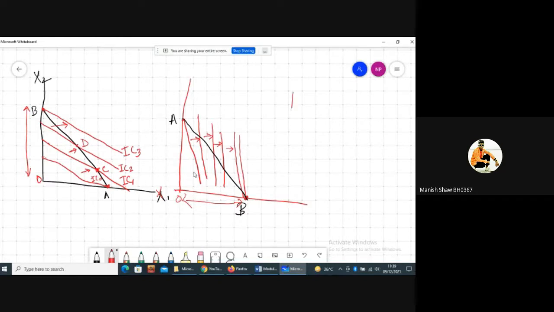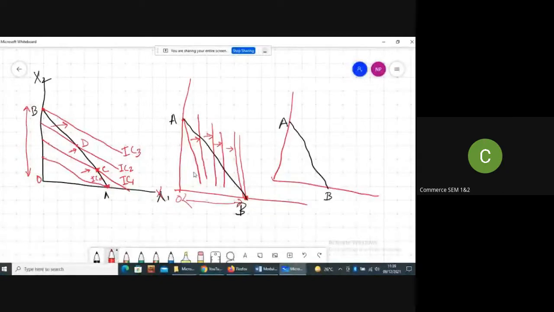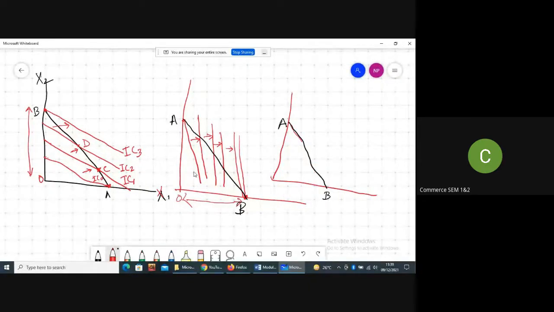Now what will happen if the slope of the budget line is equal to the slope of the indifference curve? Say this is the budget line AB, and this is also an indifference curve. The slope of the indifference curve is the same, straight lines. Okay, so indifference curves are like this. So this is IC0, and this is IC1, and this is IC2.